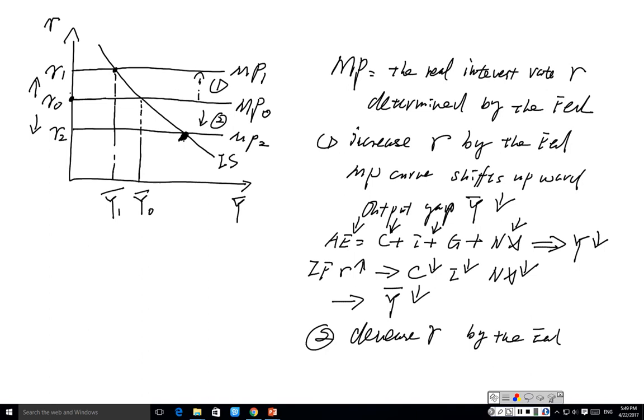because a low interest rate means a low cost of borrowing money. Consumption, investment, and net export increase. It will lead to a higher level of aggregate expenditure and a higher level of output. Which means the output gap will increase. So that's how the shift of the MP curve can affect the equilibrium output or output gap in our model here.